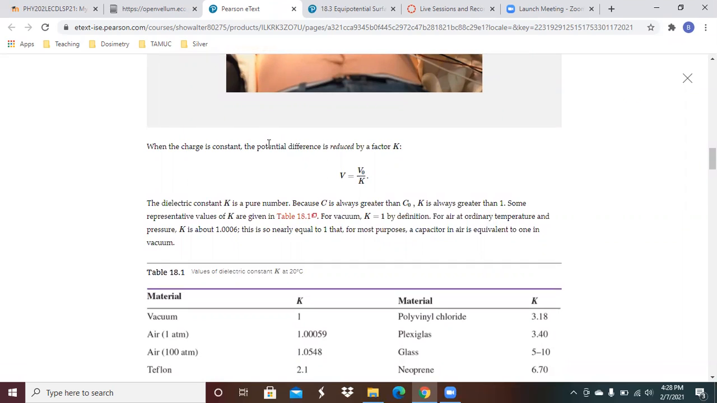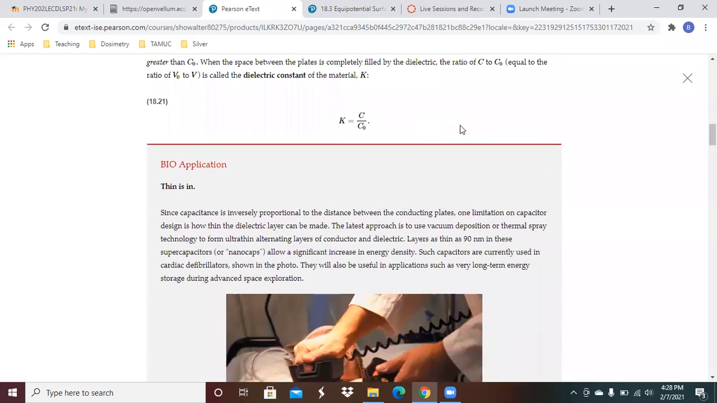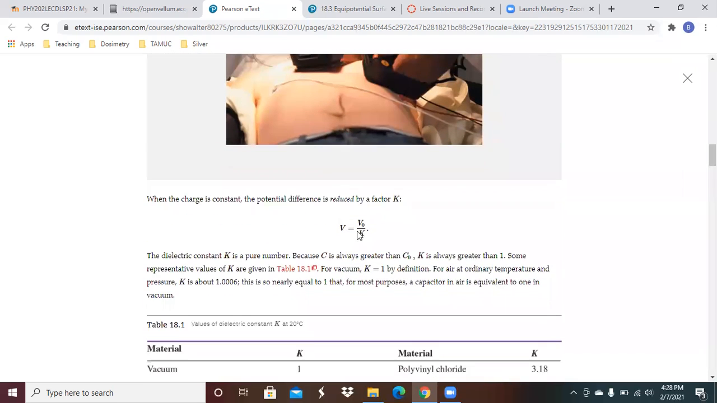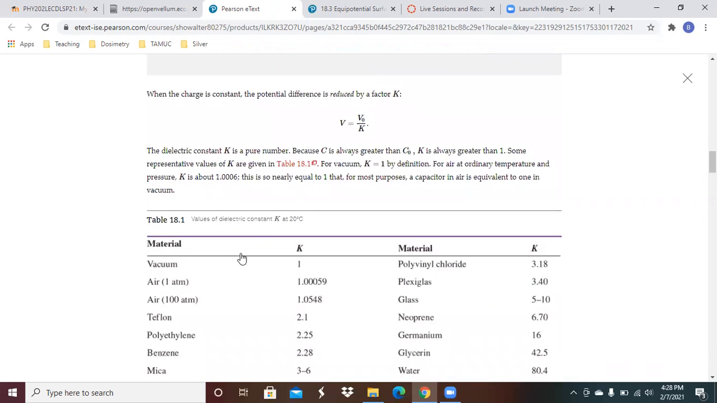Now, when the charge is constant, the potential difference is going to be reduced by a factor of K. Now, where does that come from? Well, if we take a look at this formula right here, if the capacitance is going to increase and the voltage is inversely proportional to that, then if we move the K over here and this over here, we can see that the potential difference is going to be reduced by that factor. Capacitance goes up, the voltage goes down.